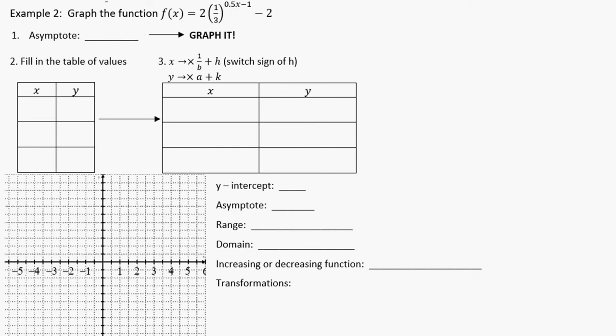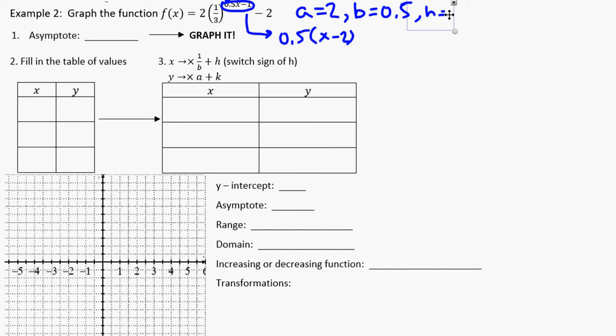Our a value is 2. Let's write this down. Our a value is 2. Our b value is 0.5. Oh no, our h value, we have to factor this out first. Before I do h, I'm going to factor out my b. So it's really going to be 0.5, and here I'm going to have x minus 1 divided by 0.5, which is 2. So that means my h value is -2, and my k value is also -2.